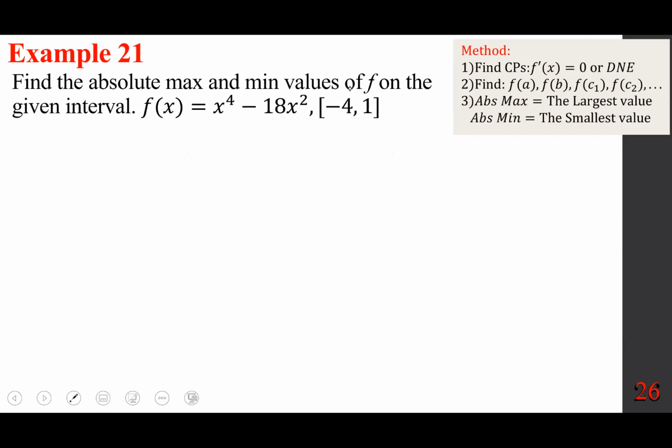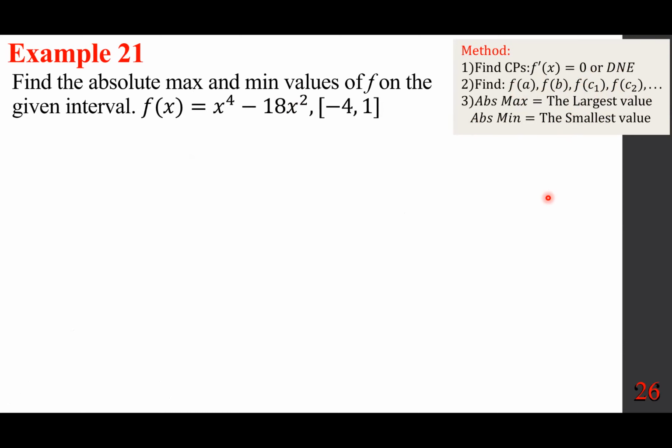Find the absolute max and min for the following function. Remember, this is a closed interval theorem. And the method says, find the critical points by finding f prime, setting it equal to 0 and where it doesn't exist. Find the values that you see here, the endpoints, the critical points, plug in the original function, and find the absolute max and absolute min.